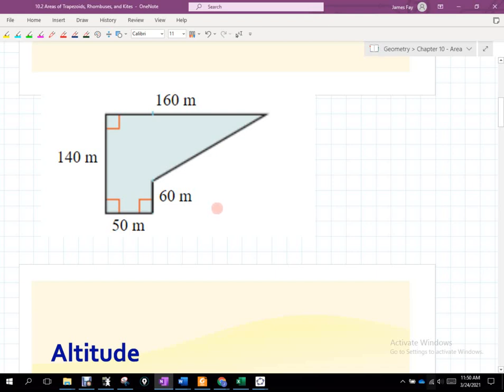Okay, so you have to break it up into whatever portions you think would be manageable. Okay, I can see 2 that would be useful. I can see 1 that really simplifies things. Okay. So if I do that, then I know that this rectangle is going to be 140 times 50, right? That's going to be the area of that rectangle.